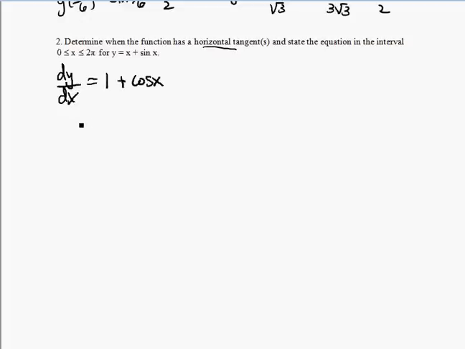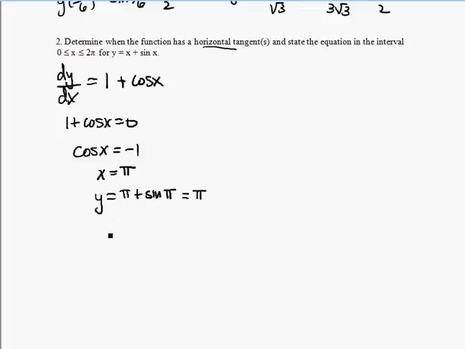Horizontal tangents set our derivative equal to 0, so cosine of x is equal to negative 1. Solving for x, x equals pi. So we have an x value. Our y value is going to be plugging pi into this function here, so we get pi plus the sine of pi. Well, the sine of pi is 0, so you're just left with pi.